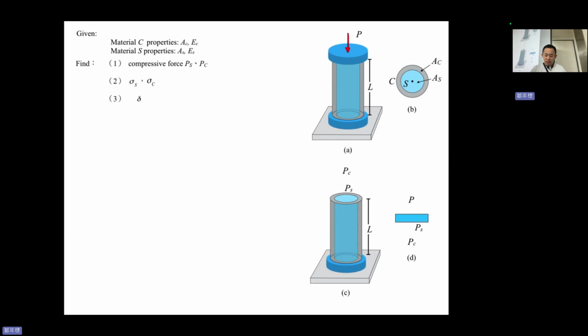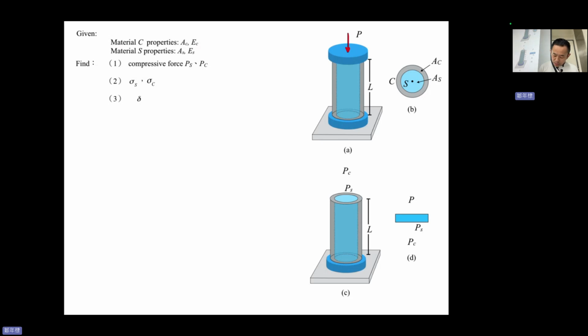So you can notice that it must compress with the same displacement. S and C undergo the same displacement. So it will act as compressive force for PS and PC, sigma S, sigma C, and total delta. Okay. So firstly, this is purely statically indeterminate because you have more than one material, but you have only one force.